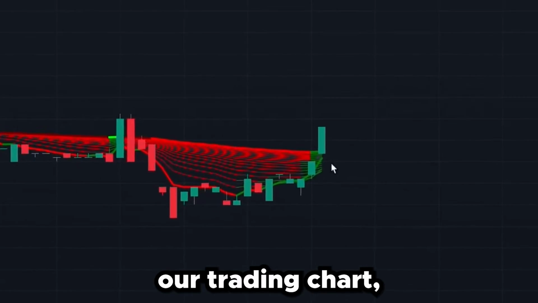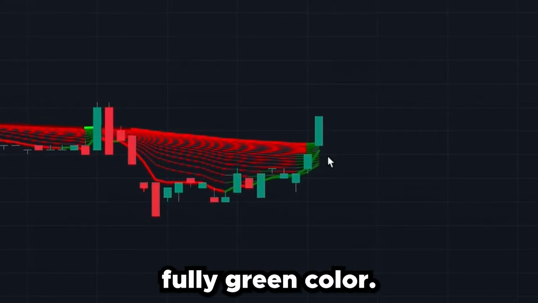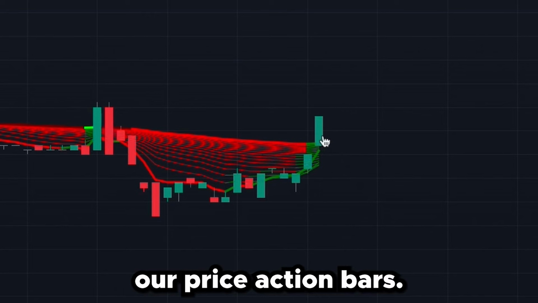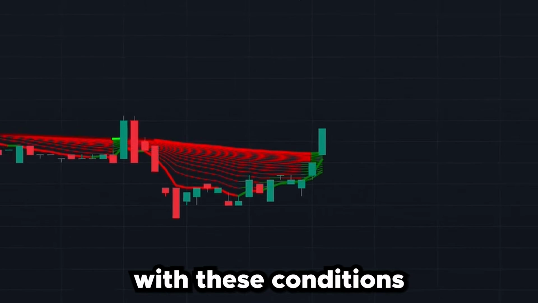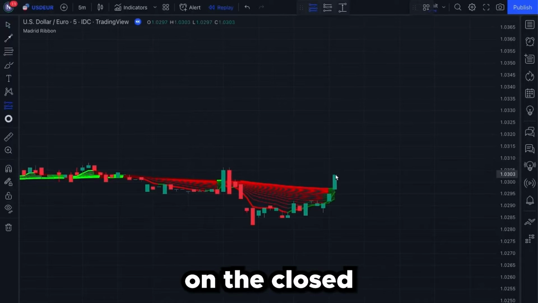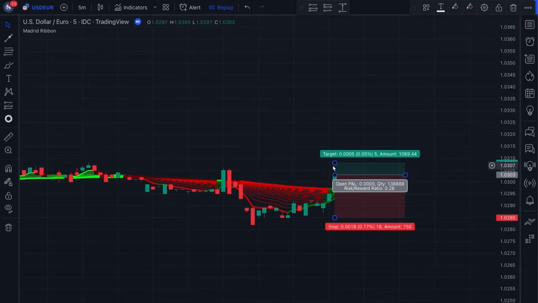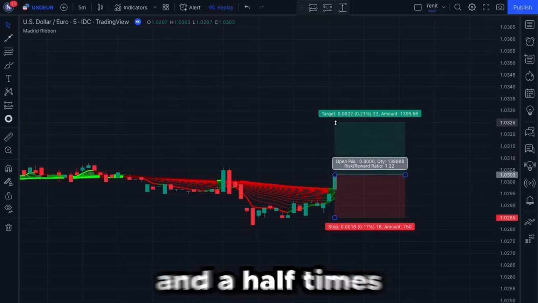Now one last buy entry example. If you look at our trading chart, you can see the indicator bars are a fully green color. This has occurred straight after a bearish trend. We also have our price action bars a green color. With these conditions met, we can go ahead and place a buy entry on the close of our trigger candlestick, then place the stop loss at the recent swing low. And finally, our take profit will target 1.5 times the risk.